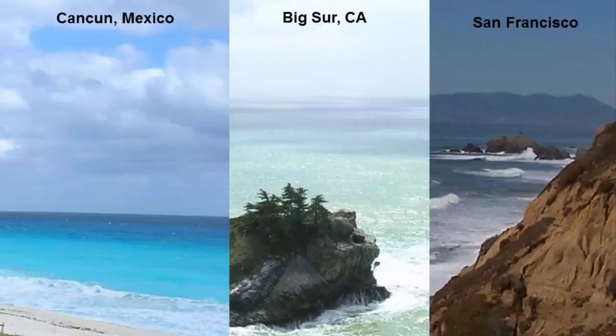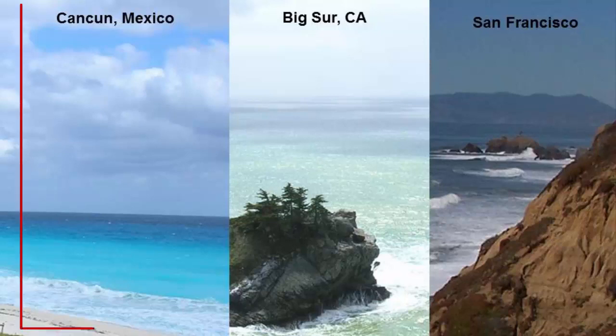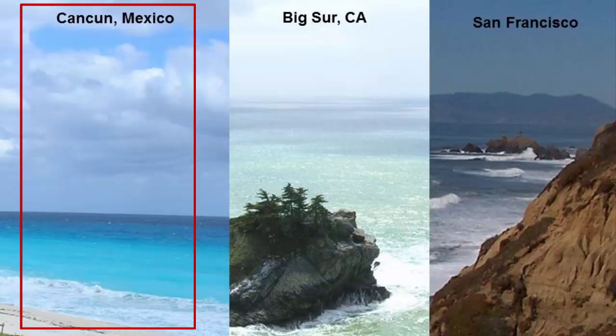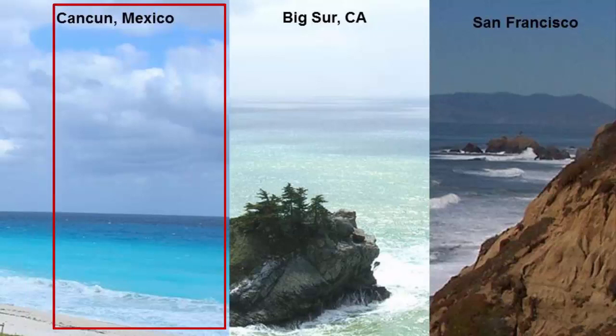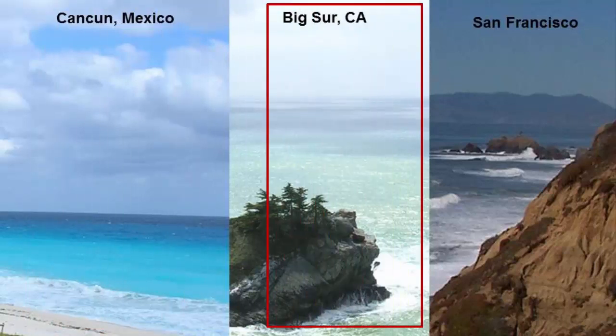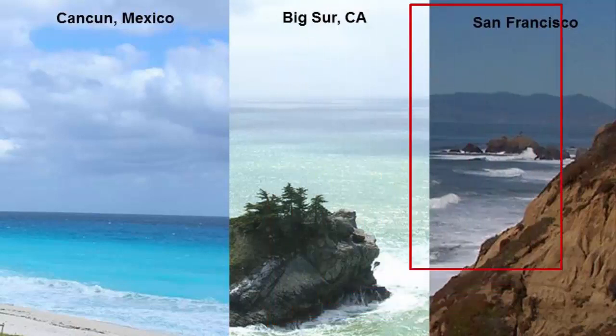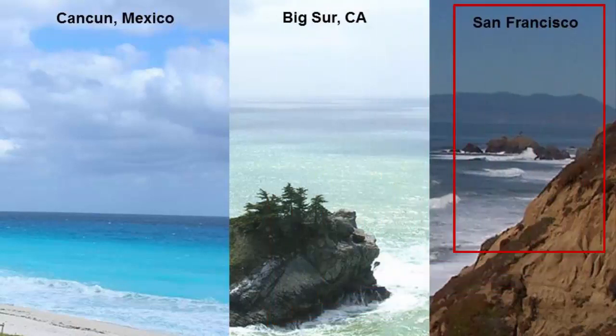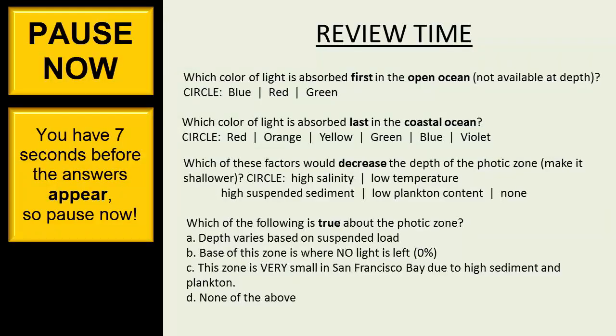The combination of all these factors lead to different colors and transparencies of waters around the world's oceans. In Cancun, Mexico, there is a lack of suspended materials or living plankton. Big Sur has a lot of plankton in the water. San Francisco has both plankton and suspended sands and muds. Pause now.